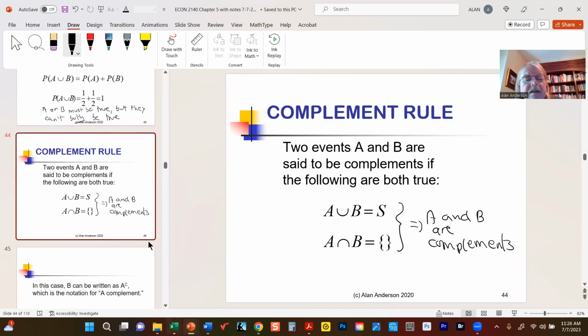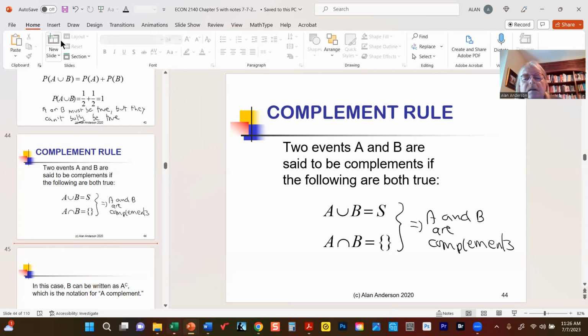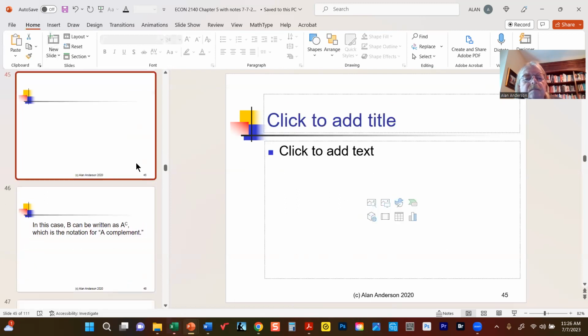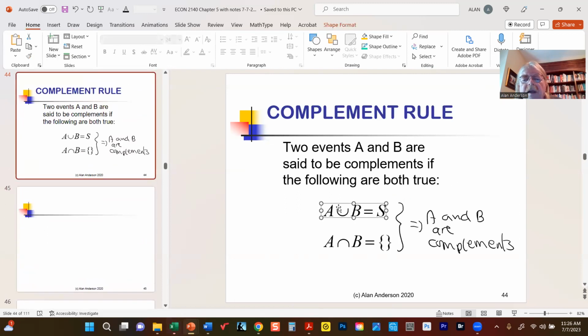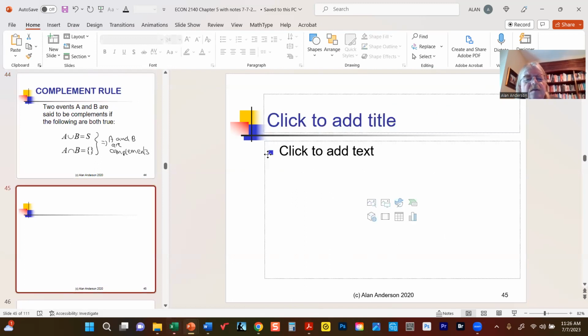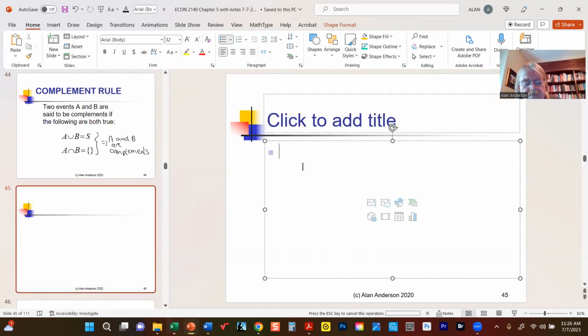Okay, let me sneak a few in here. So yeah, these are the two conditions that must be true.